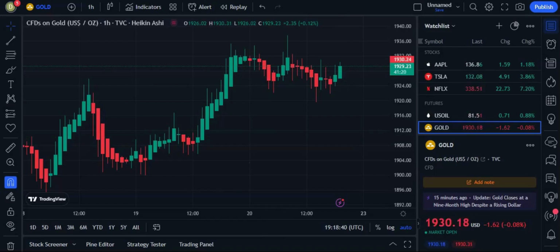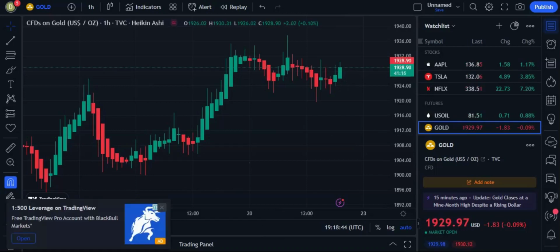This strategy can be used with any chart or time frame. So let's start off with using a USD JPY chart with a 15-minute time frame.